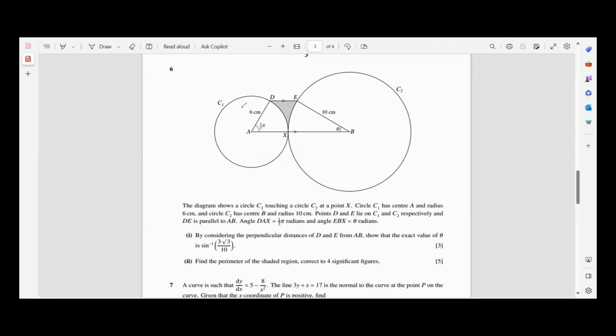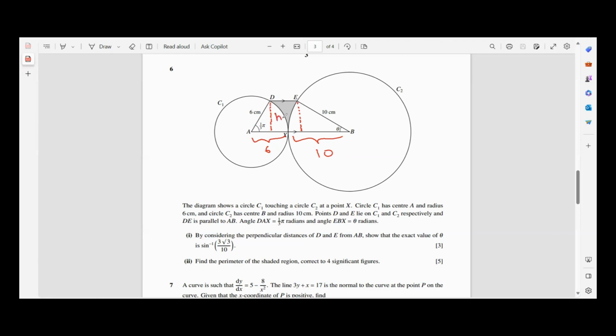Okay, now we go to number 6. Number 6, we have this picture, and then we have 1 over 3 pi, and then 6. This is also 6, and this is 10. It asks us to find the angle theta. For this case, we have to draw a line to help us. This and this are the same because they have the same height.